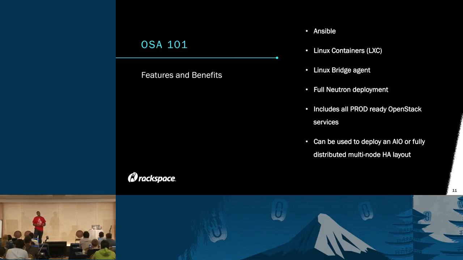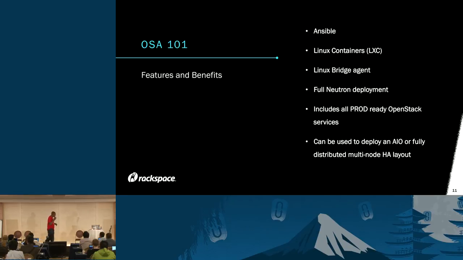So what you may find is that OSA may not have the latest new service that was just launched at the summit. There's a reason for that, because those services need to be tested and trialed and beat up to make sure that it is production ready. So know that if you deploy OSA, you're getting the services that are production ready. So you don't have to question whether or not those services are ready or not.